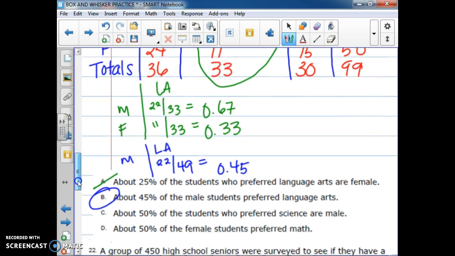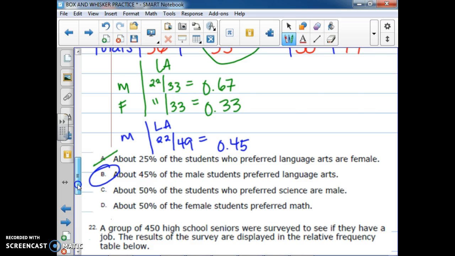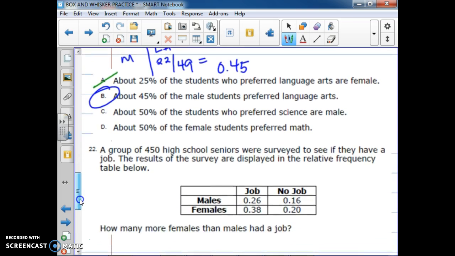All right, let's go to one more example. If you guys have questions about that example, please post them on Edmodo.